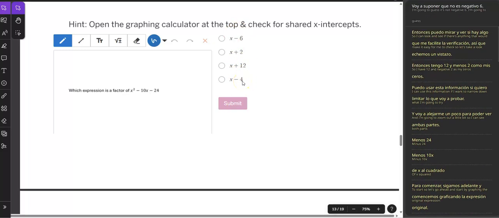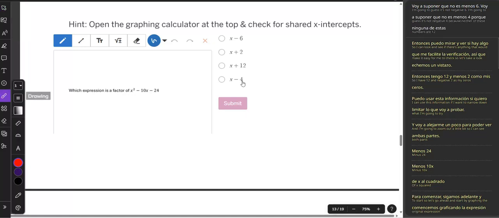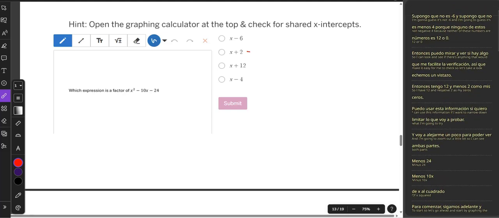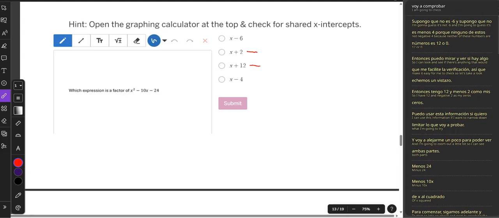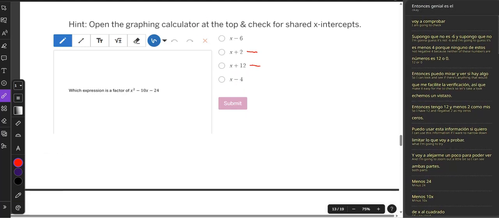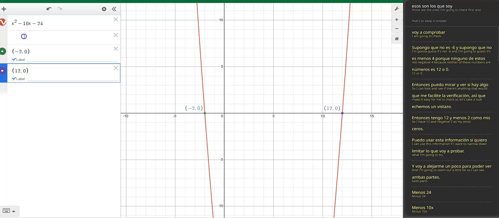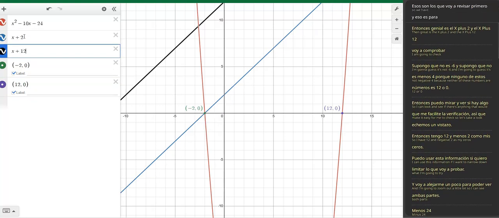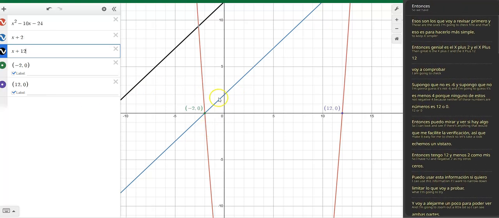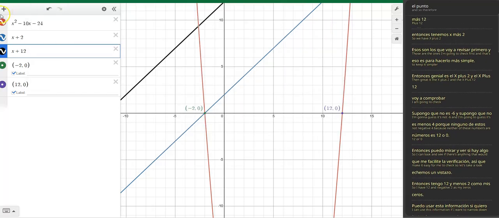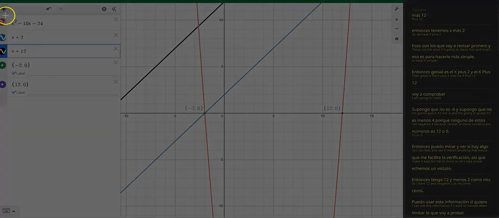So my first ones that I am going to check, and if they work, then great, is the x plus 2 and the x plus 12. Okay? Those are the ones I'm going to check first, and that's to keep it simpler. So we have x plus 2, x plus 12. x plus 2 is the one that goes through the point, and so therefore that's the one we're going to put as our answer.